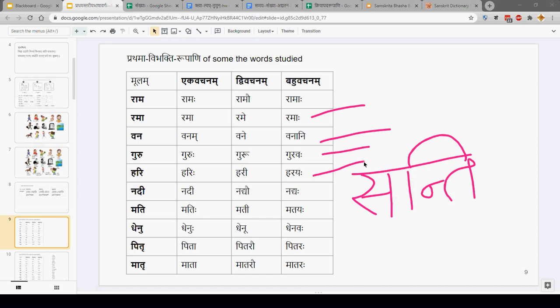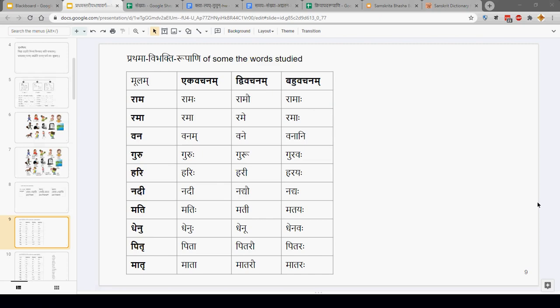gacchanti, Harayaha. Harihi is a name. It could be the name of a person or god, or Hari also means monkey, and it also means a simha, lion. So it has multiple meanings, but those are not generally used when we say Hari. It means a name of a person or a god, but it is not incorrect to use it as a lion or a monkey.